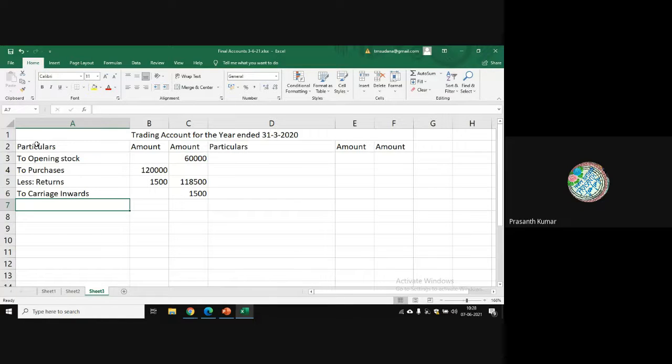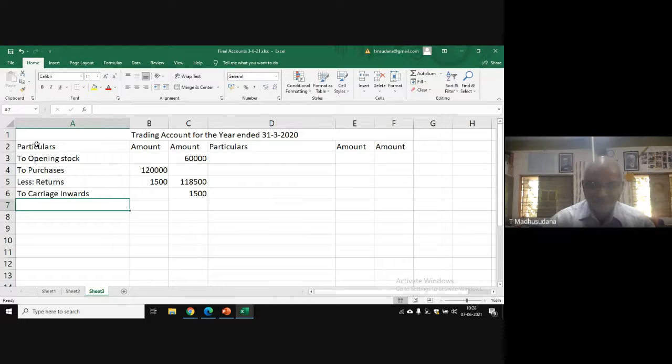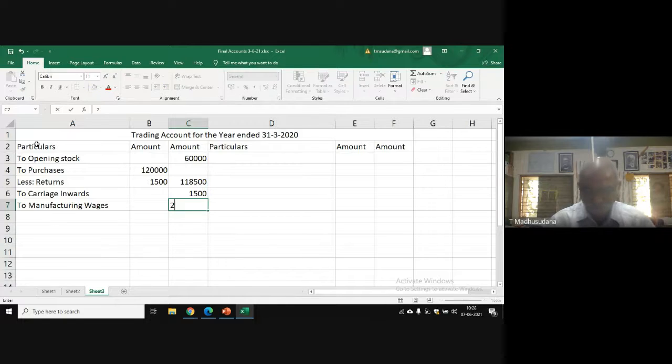Next, to manufacturing wages. To manufacturing wages, that is 20,000 rupees in the outer column.